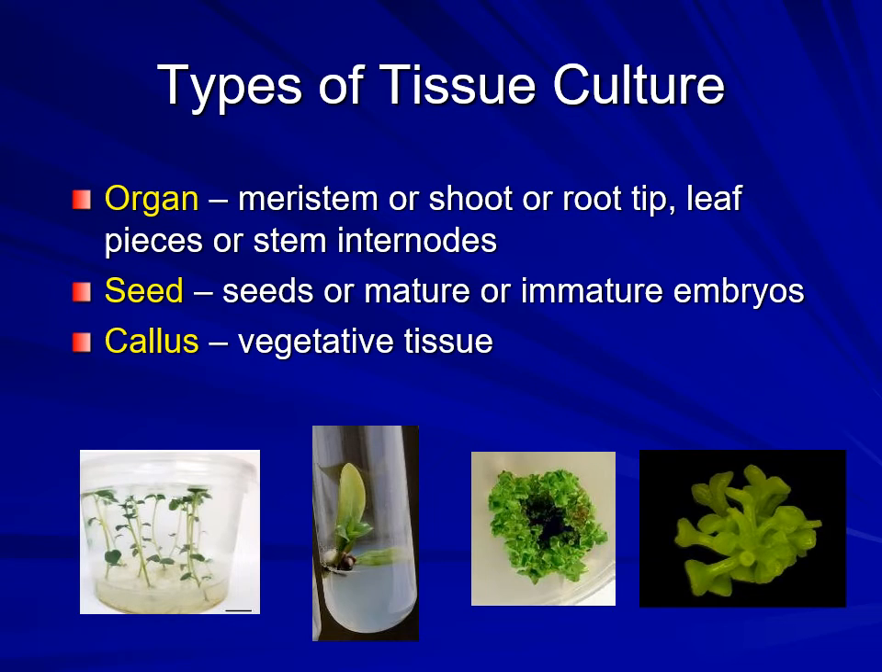So in order to make virus-free plant stock, we go in with a microscope and we carefully cut out the apical meristem of the tip, and then we put it into tissue culture and they recreate the plant. And that way it's virus-free. So that's how we make virus-free plants.